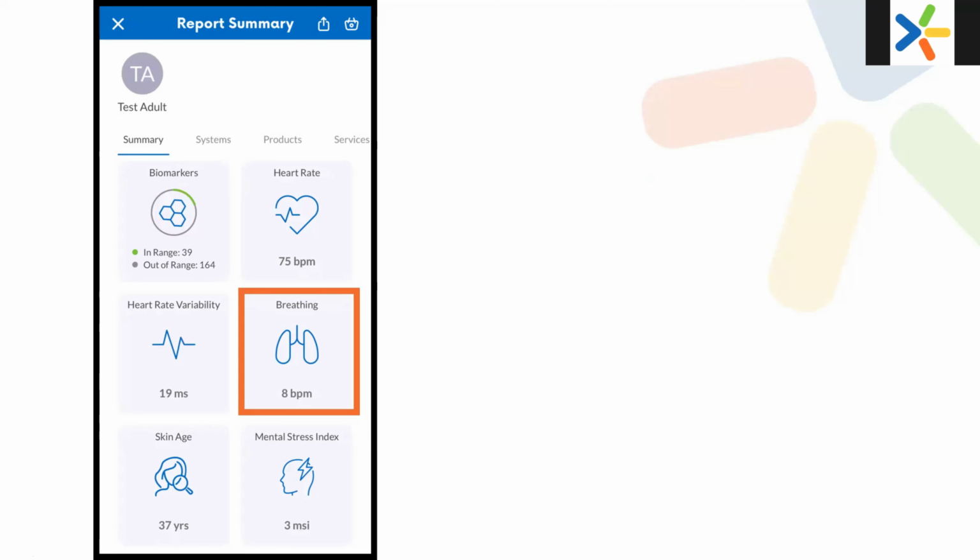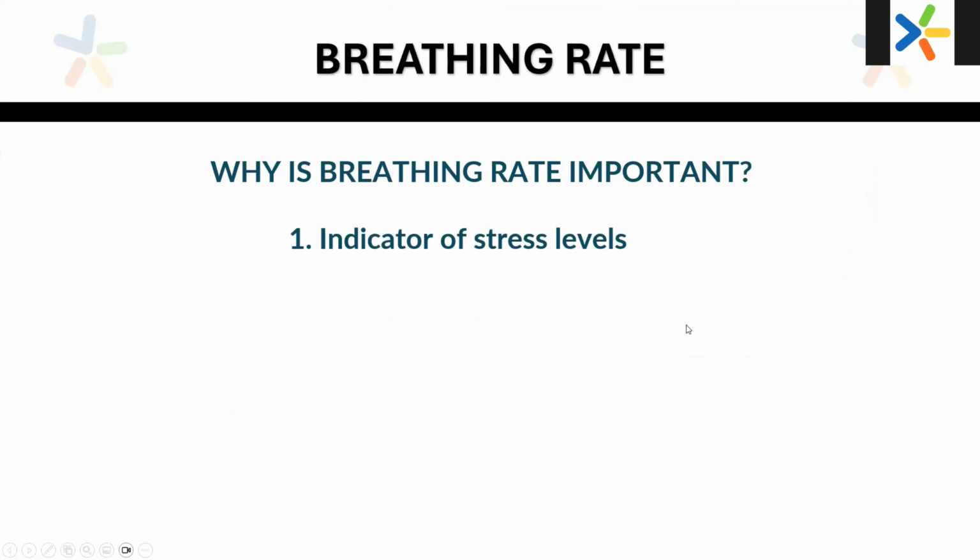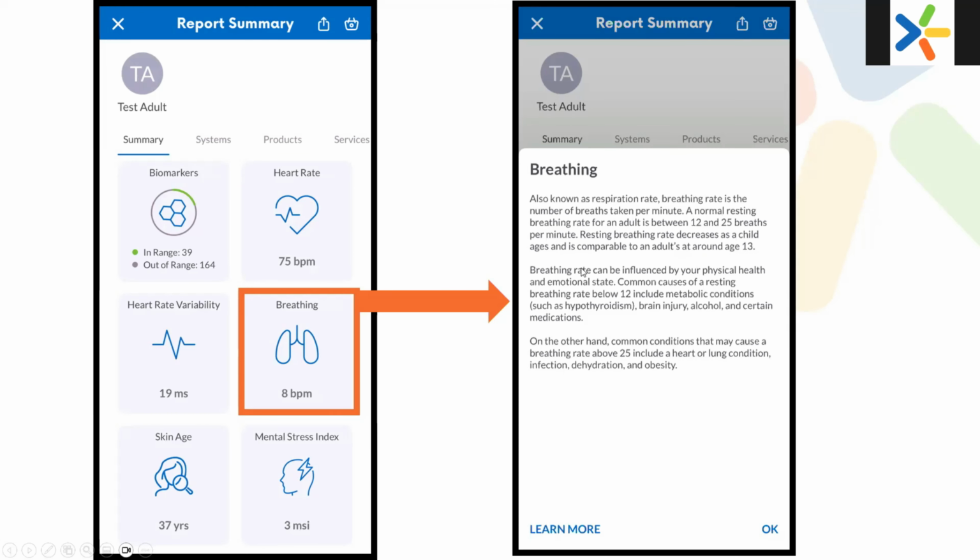And the next one is your breathing rate. And just like the previous ones, if you touch it with your finger, it'll bring up this explanation of breathing rate. So let's get right into it. And it says right here that breathing rate is basically the number of breaths taken per minute. A normal resting breathing rate for an adult is between 12 and 25 breaths per minute. Resting breathing rate decreases as a child ages and is comparable to an adult's at around age 13.